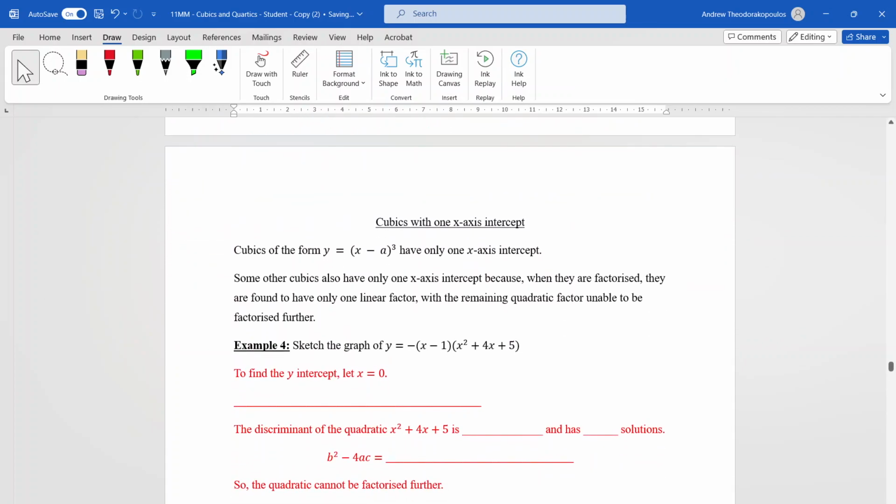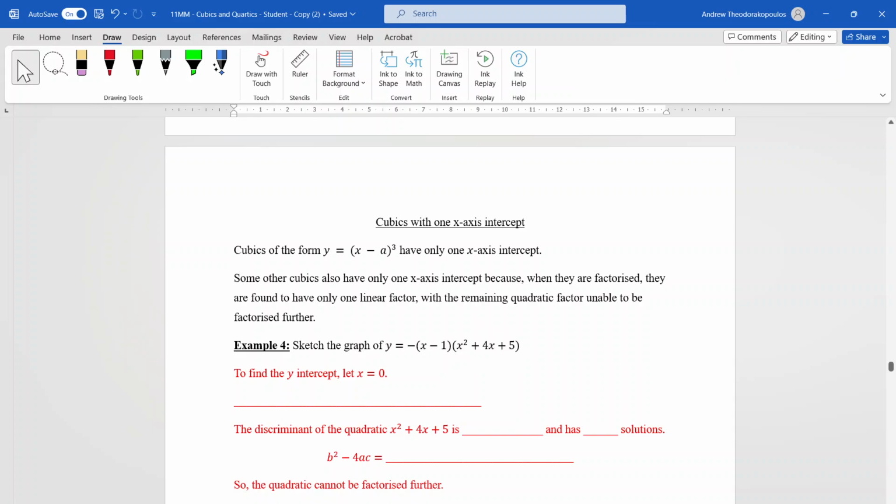There are possibilities of having one x-axis intercept. I guess those cubics that we saw in the previous lesson in the point of inflection form. But here, more generally, cubics of the form y equals (x minus a) cubed have only got one x-axis intercept. Some other cubics also have only one x-intercept because when they're factorized, they're found to only have one linear factor, with the remaining quadratic factor unable to be factorized further. We'll see what we mean by this.